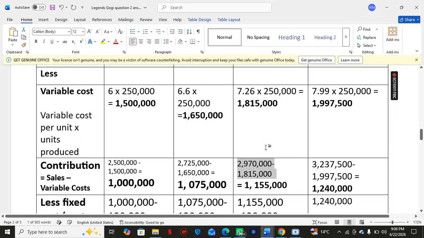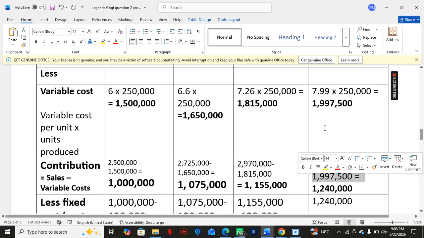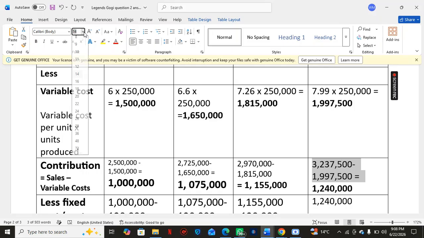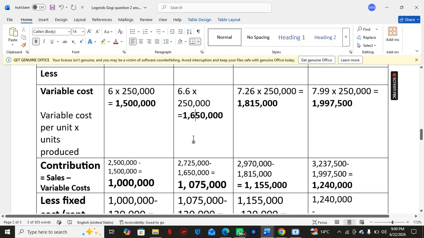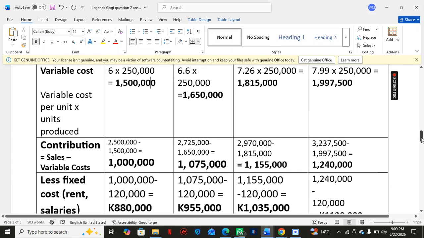Year four, sales revenue 3,237,500 minus 1,997,500. We get 1,240,000. That is the contribution, contribution to cover fixed costs.